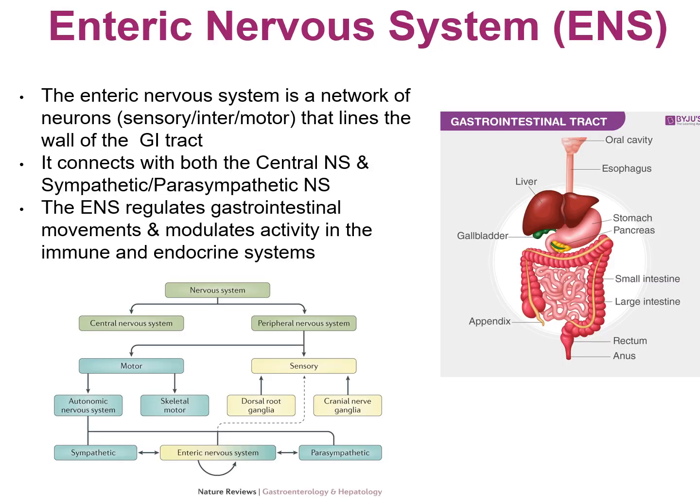So the enteric nervous system literally lines the gastrointestinal tract, which plays a key role in digestion. It connects the central nervous system, the brain, along with the other divisions of the autonomic nervous system, and it regulates and modulates activity in our immune system and our endocrine systems, which release key hormones.